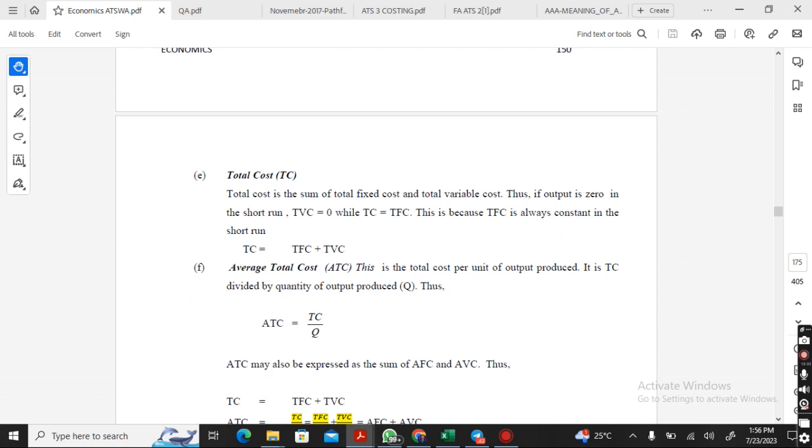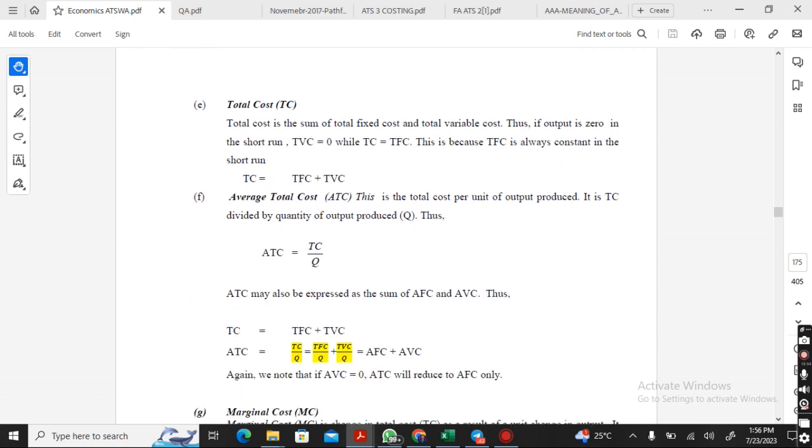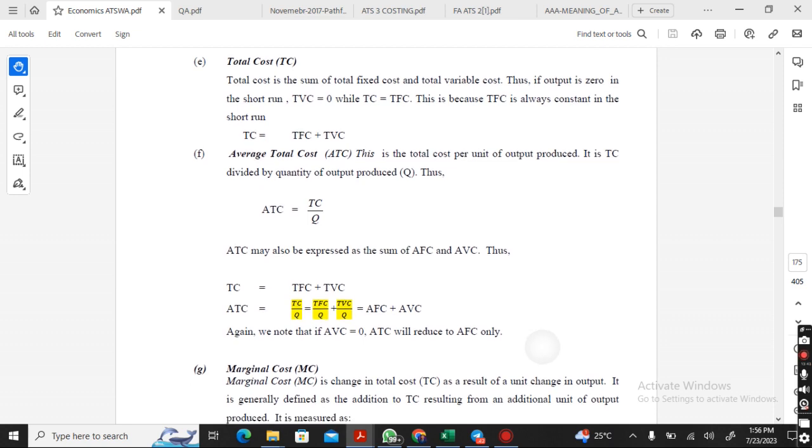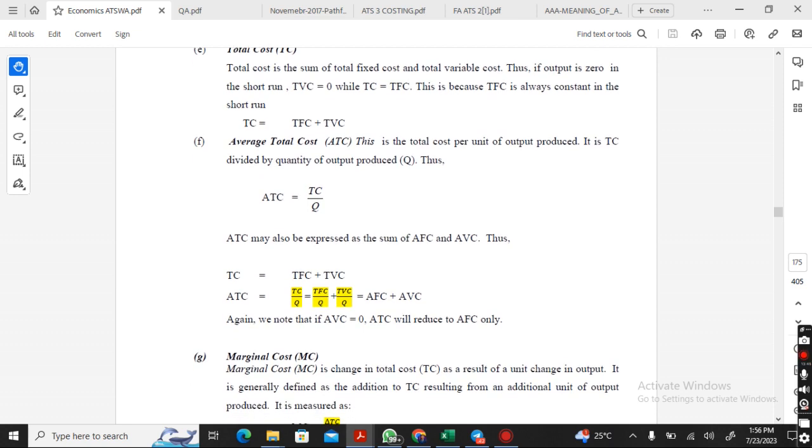So that fixed cost now is your total cost then. Now, average total cost is the total cost per unit. Anything you see that is average is the cost per unit, so it is just divided by the quantity. And average total cost can also be expressed in this way.